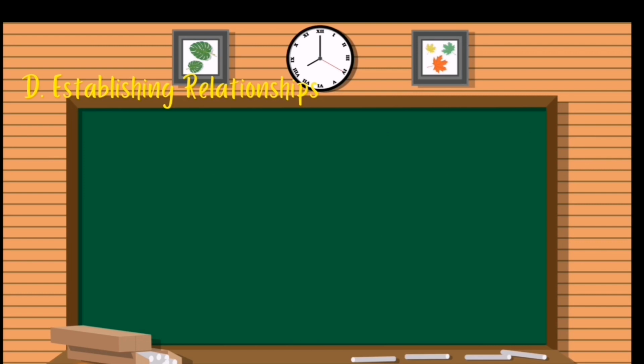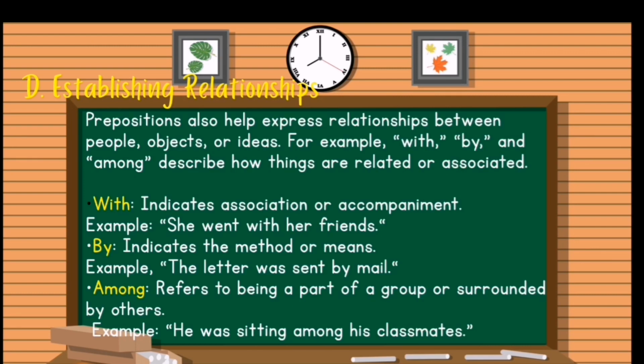The last function is establishing relationships. Prepositions also help express relationships between people, objects, or ideas. For example, with, by, and among describe how things are related or associated. With indicates association or accompaniment. For example, she went with her friends. The person here is associated with her friends. She has company, which is her friends.